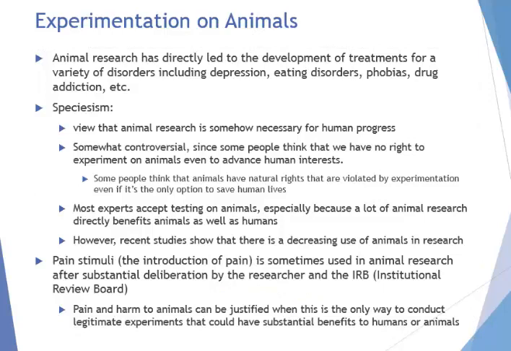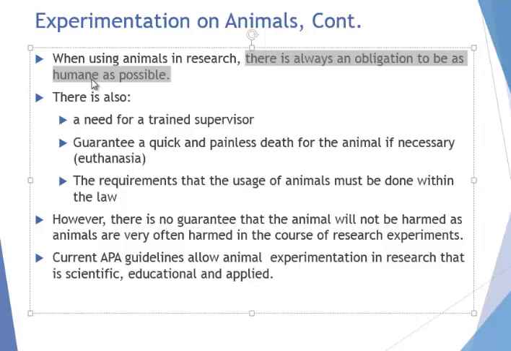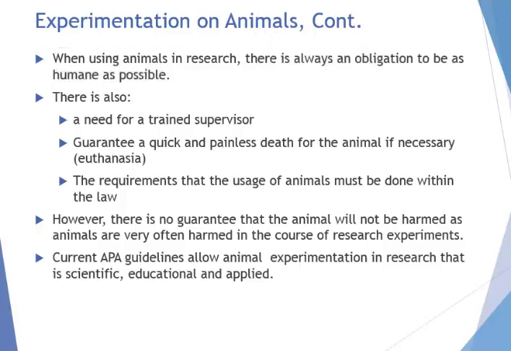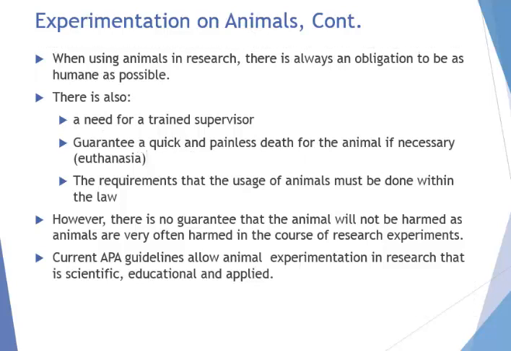One time I had a summer job where I was involved in research on animals, and very often it did cause them pain, but it was justified on the idea that this was going to help humans cure diseases. When using animals in research, there's always an obligation to be as humane as possible. Even if it's necessary to hurt or even kill the animals, it should be done with as little pain and suffering as possible. There's a need for a trained supervisor. If the animals have to be killed, then they should be killed as quickly and painlessly as possible.